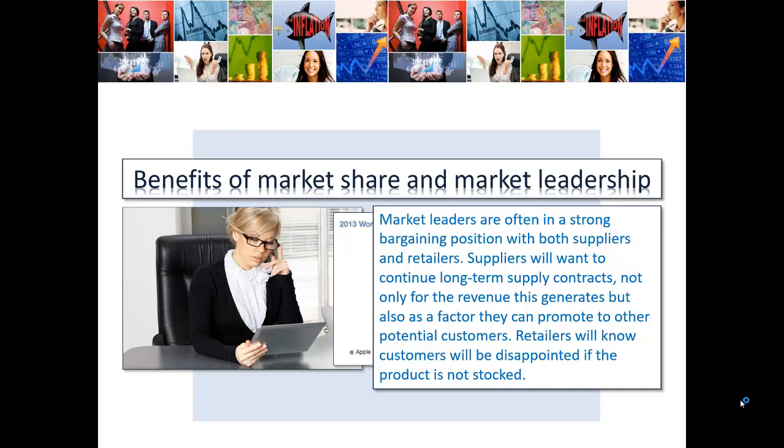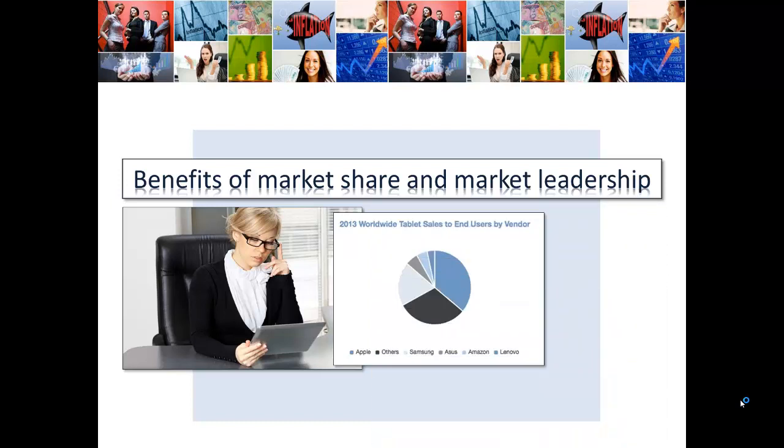Look, we make these screens for the Apple iPhone. Perhaps you consider using the same screens, same glass, the same technology in your cell phones. Retailers will know customers will be disappointed if the product is not stocked as well.